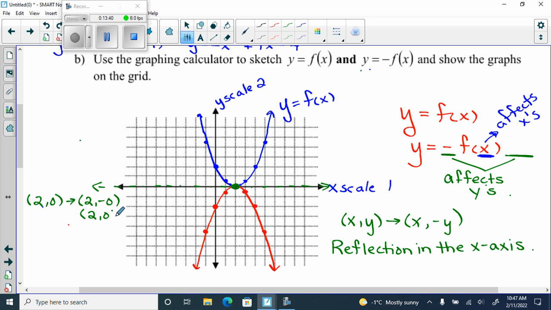It didn't change, right? So when you reflect on the x-axis, your invariant points are on the x-axis, if all you do is reflect on the x and not a whole bunch of other things. And why do they remain invariant? Because your y's are 0. When you multiply by negative 0, it stays the same. Any y's above will become negative. Any y's below will become positive. So those aren't going to stay the same, right? But on that x-axis, they'll stay the same.